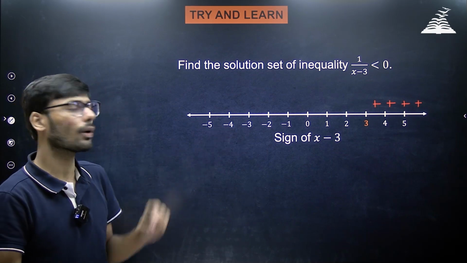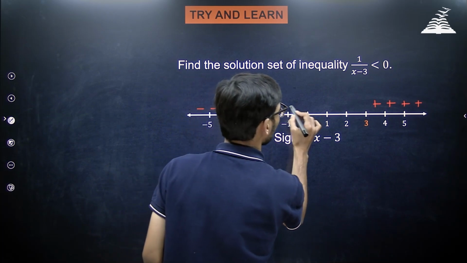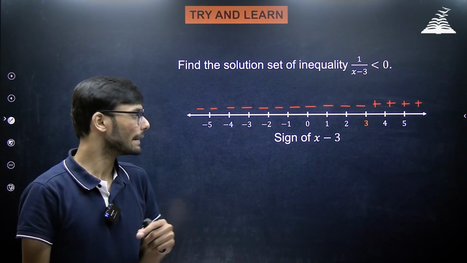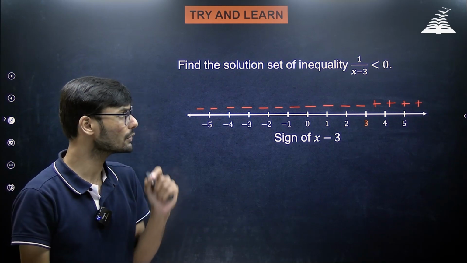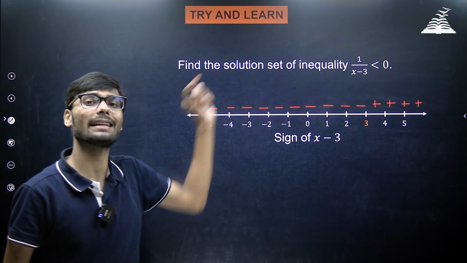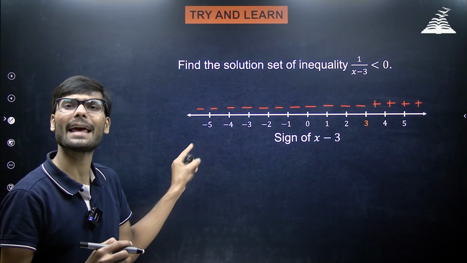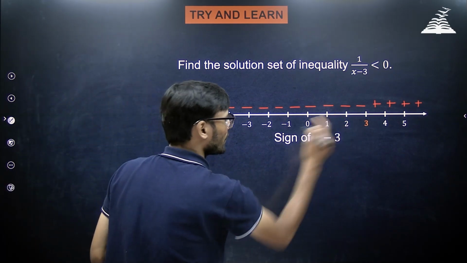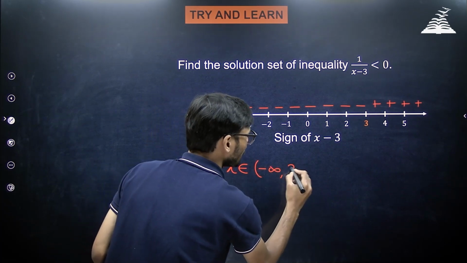Okay? Now on the left hand side of 3, all of it will be negative, right? No matter which number you pick from the left hand side of 3, it is going to give us a negative number. x minus 3 will be negative. So what should be our answer? What do we want? We want 1 upon x minus 3 to be less than 0. That means x minus 3 must be negative. That is happening when x is less than 3. What will be our answer? You can pick any number from minus infinity to 3. So our answer will be x belongs to minus infinity to 3.